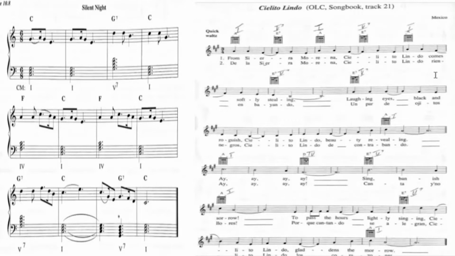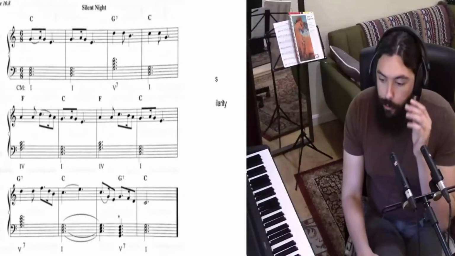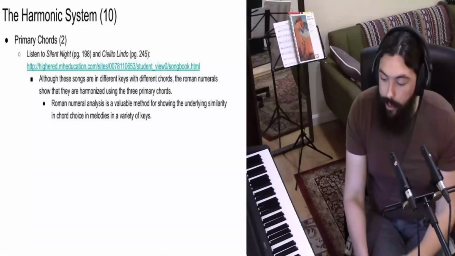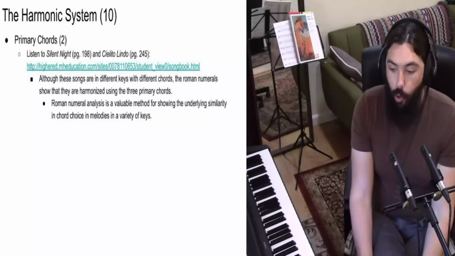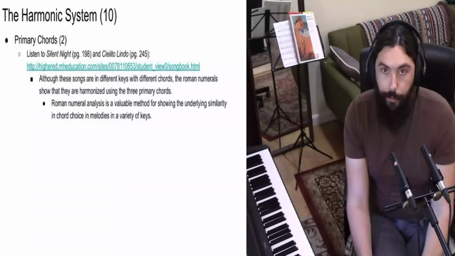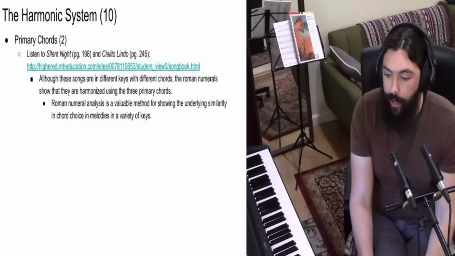Keep in mind that although these songs are in different keys with different chords, the Roman numerals show that they are harmonized using 3 primary chords, our 1, 4, and 5 chords. So Roman numeral analysis is a valuable method for showing the underlying similarity in chord choice in melodies in a variety of keys.